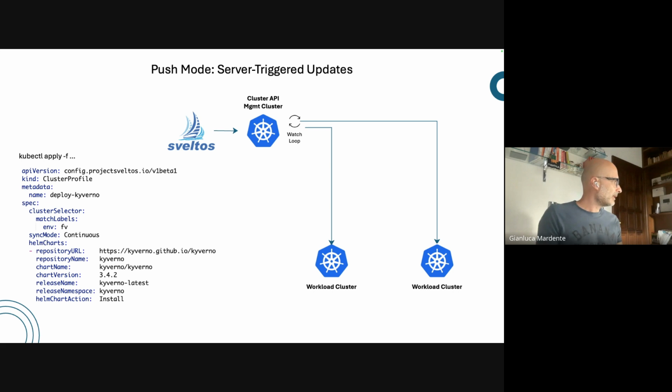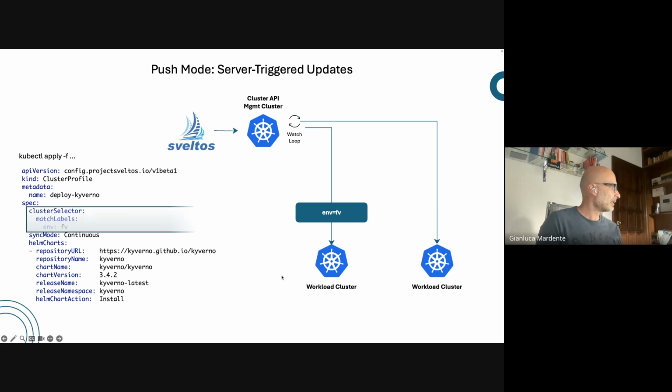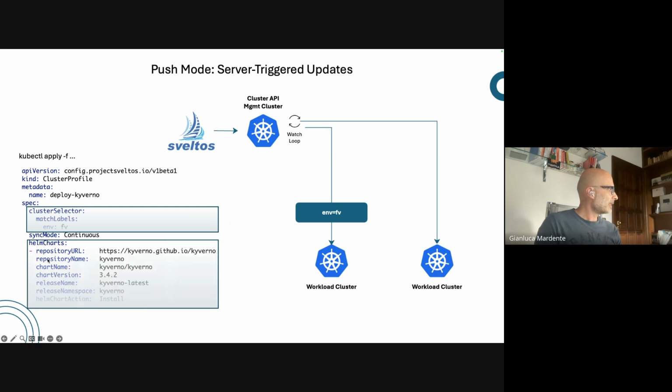So we apply this cluster profile to the management cluster. As you know, for every cluster which is registered with Sveltos, there is an instance in the management cluster representing the cluster, and that's where you add the label. So if we add the label environment verification on this cluster here, what is going to happen is that Sveltos detects that this cluster is a match, because the label environment verification is a match for this cluster selector, takes the content that in this case is this Kyverno chart, and deploys to this cluster.